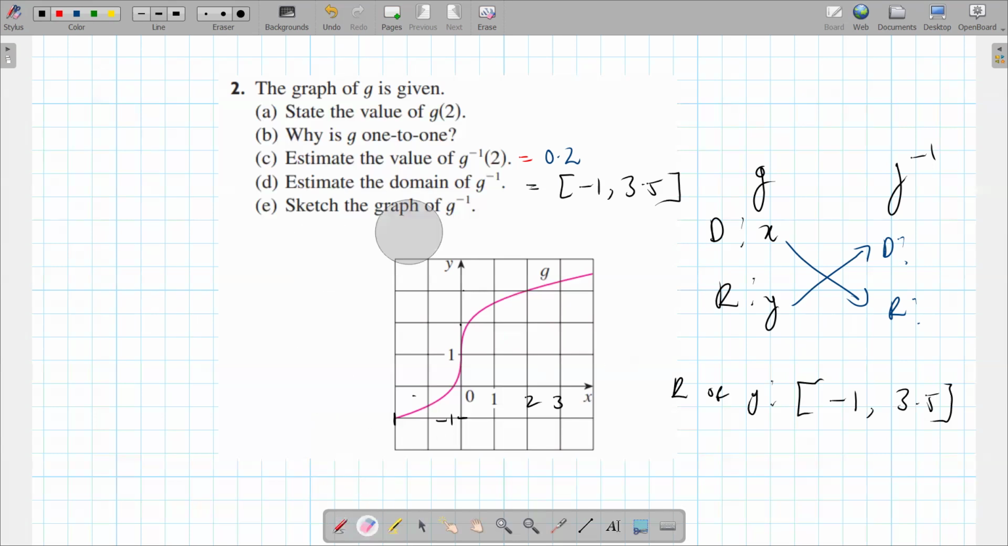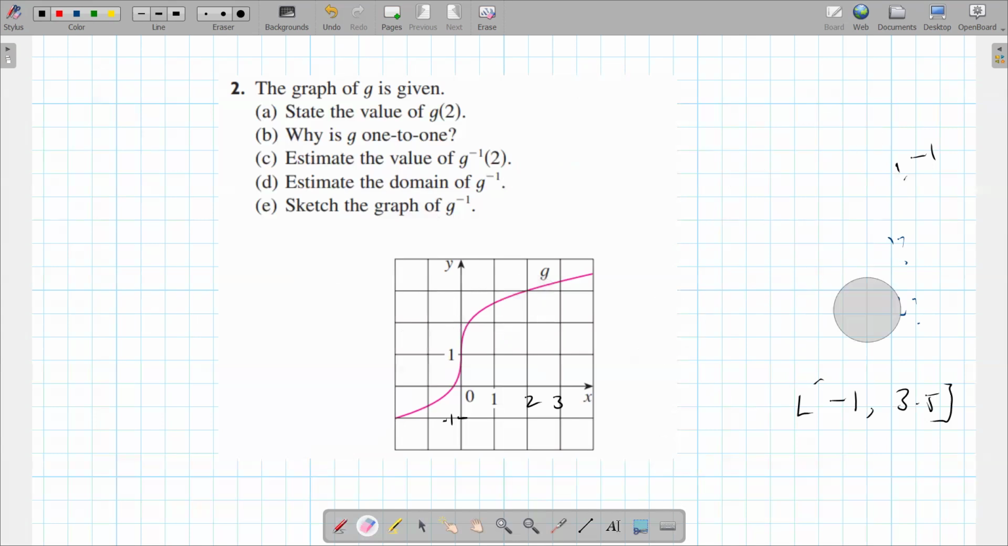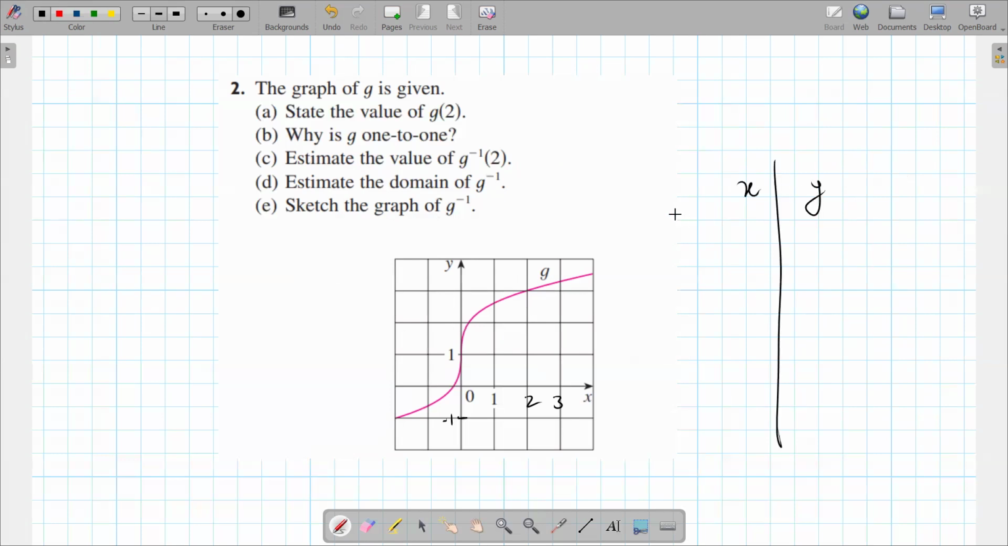Part E, sketch the graph of G inverse. Remember what an inverse function is. All the points, what happens? They're swapped, yeah. So let's make a table of values for the points that we have right now, and we're just going to swap them. Right now we have 0, 1; -2, -1; 2, 3. I'm just writing down some of the nice points. I think those are the only whole number points, yeah?